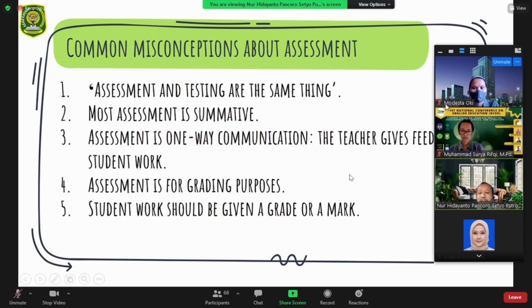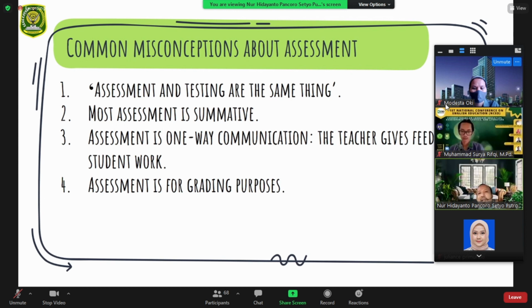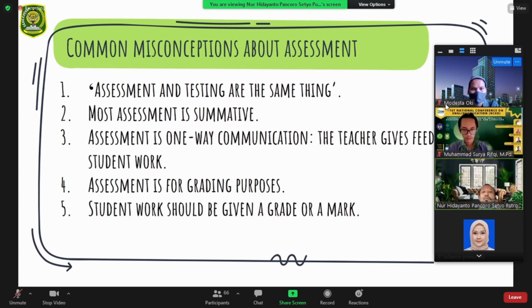Okay? And then the next one, assessment for grading purposes only. This is really something ridiculous that some pre-service teachers in my study said: Pak, if we assess, we get a score, and after that it's finished. This is not an ideal concept. Okay? Grade is just an indicator. We may have some other indicators in our assessment. And then, student work should be given a grade or mark. Yes, but no. Some of this statement is okay, but there are also some downsides to it.